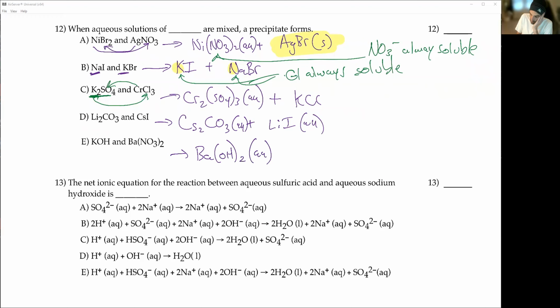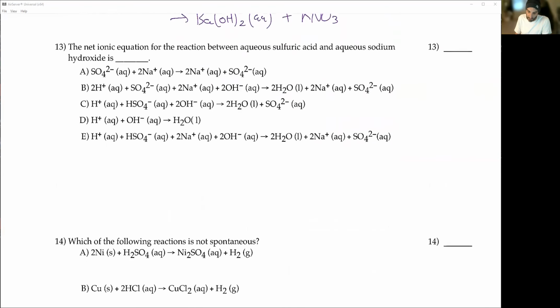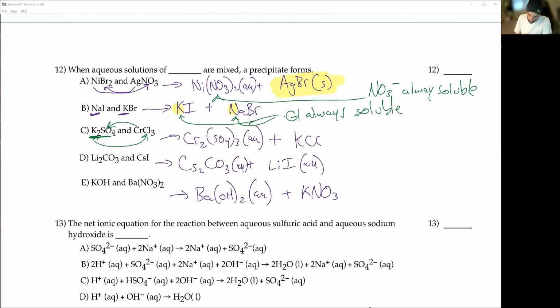That's a strong base, heavy group 2s rather. And then potassium nitrate, we know that that's going to be aqueous as well. So we just have to get used to the solubility rules and get used to changing compounds around. All right, next up, the net. So the answer was A.